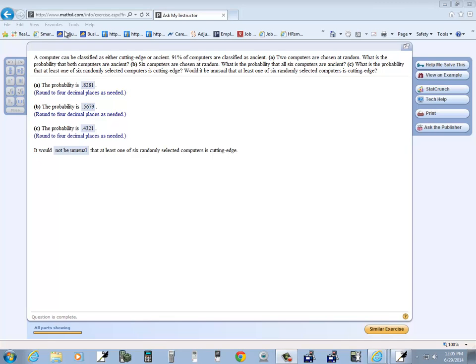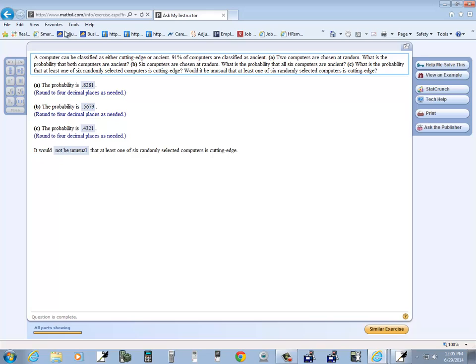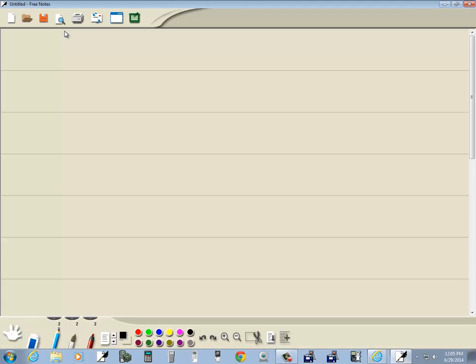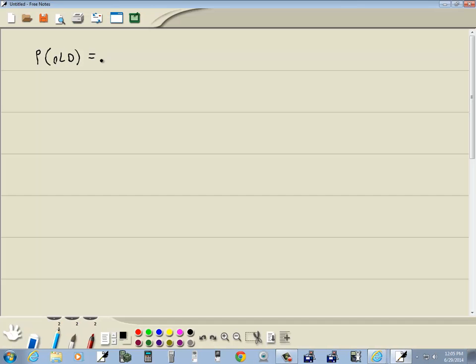Let's take a look at this problem. It says a computer can be classified as either cutting edge or ancient. 91% of customers classified as ancient. Now, instead of ancient, I'm going to say old. So the probability that you're going to have an old one is 0.91.